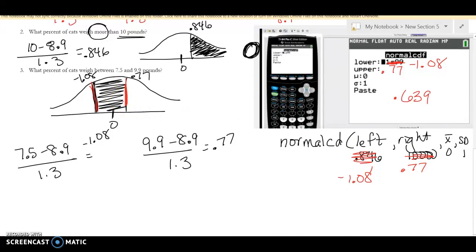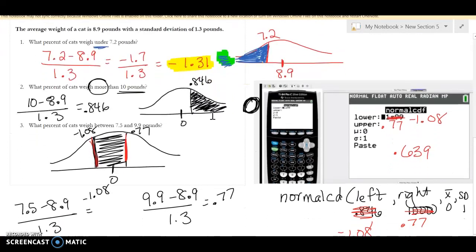So find your z-score, draw your picture and shade, and then you have to do your normal CDF. Remember, lower is left, upper is right, and if there isn't a number there because there's not a line, you have to pick a very small number or a very big number. I'm sorry that it might have been a confusing video because I didn't have access to a calculator, but after practicing in class today, you should be okay.